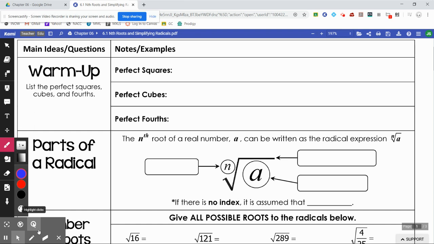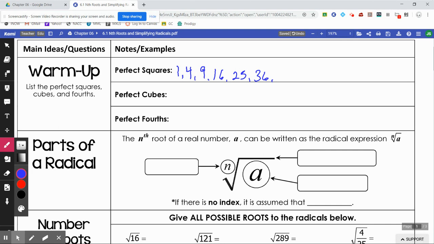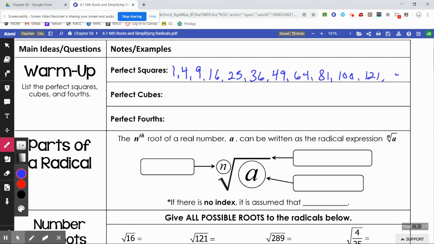Okay, in this video, we're going to be reminding you how to simplify radicals. For a warm-up, it says list the perfect squares, cubes, and fourths. So all your perfect squares will be 1 to the second power, 2 to the second, 3 to the second. So 1, 4, 9, 16, 25, 36, which is 6 squared, 49, 64, 81, 100, 121, and 144, and so on and so forth.